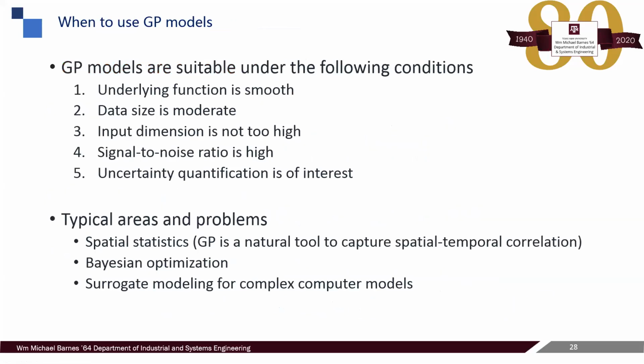Okay, so next is a summary of what we have talked about so far: when to use GP models. GP models are suitable under a few conditions. I think GP is commonly used, but not as frequently used as some other machine learning models, such as neural networks recently, because there are some constraints, and you need to fit in that class so that GP models are good. The first one, underlying function has to be smooth, of course. That must be true.